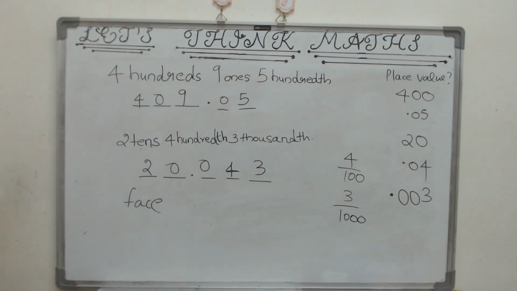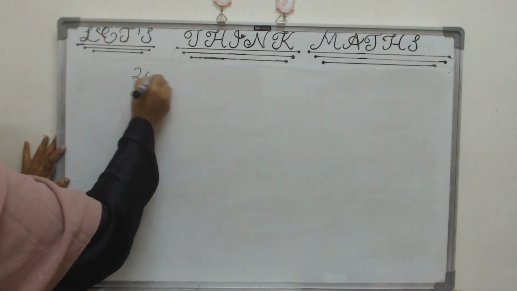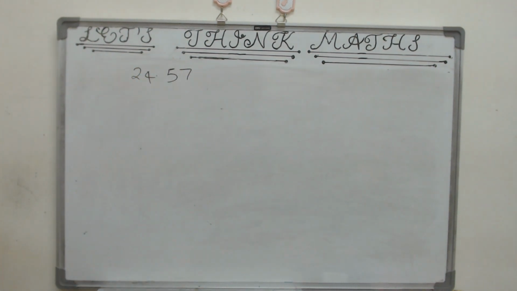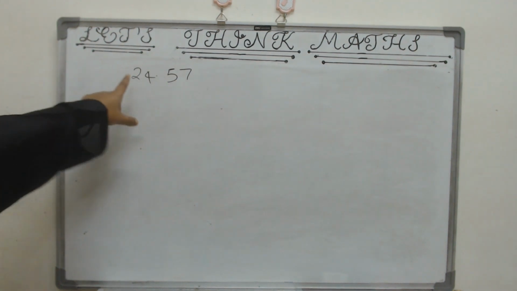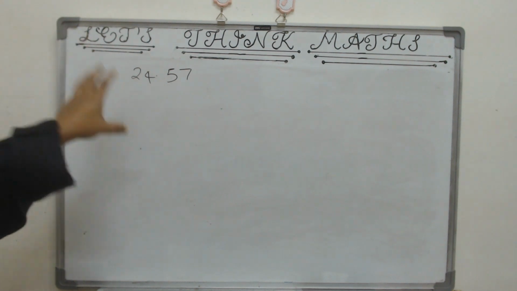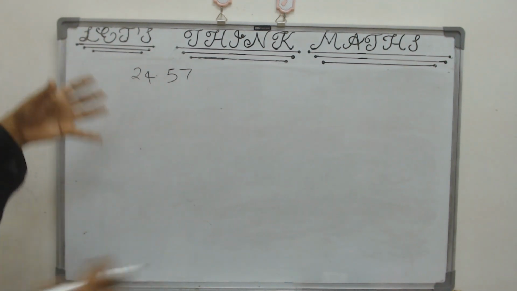Next we go on to expanded form and standard form of decimals. Standard form of decimals is exactly how the decimals are written. 24.57. That's it. Standard. What do you mean by expanded? Look at each digit. Look at its place value. Which place is it written? And write that number in terms of their sum.